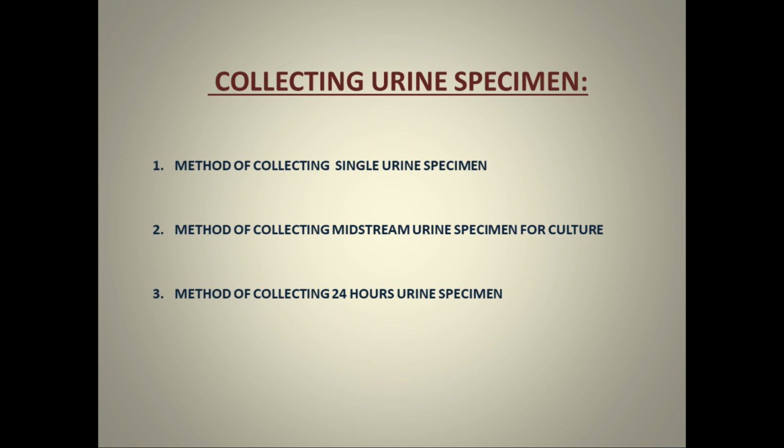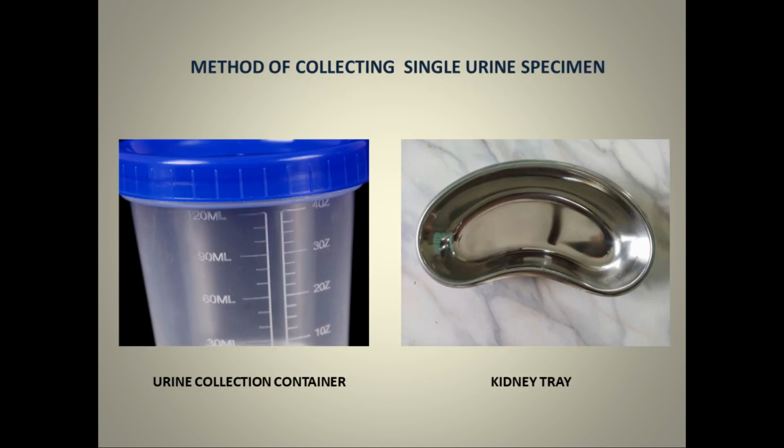Collecting urine specimen. Number 1. Method of collecting single urine specimen. Single urine specimen means the amount of urine voided at a time. Usually, the morning specimens are collected. An amount of 100 to 120 ml urine will be sufficient for the usual tests.